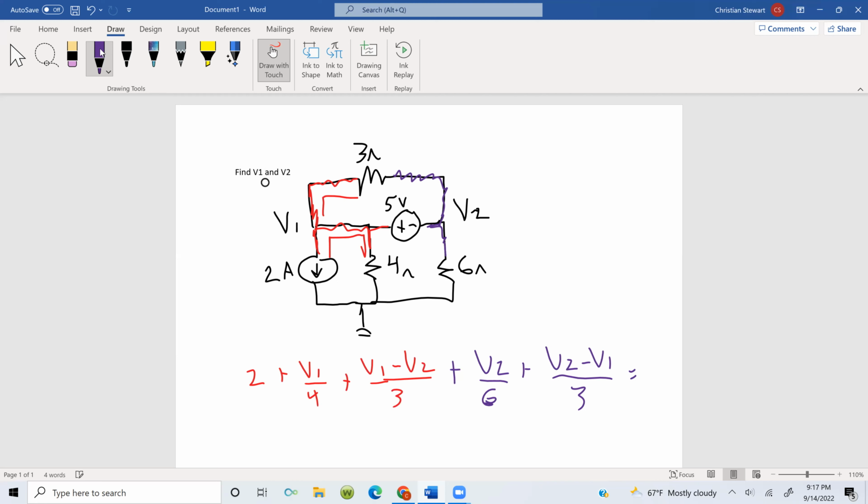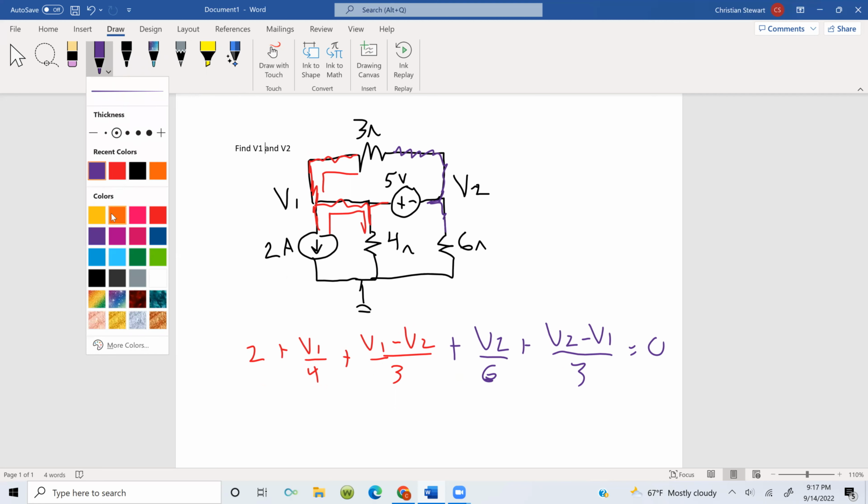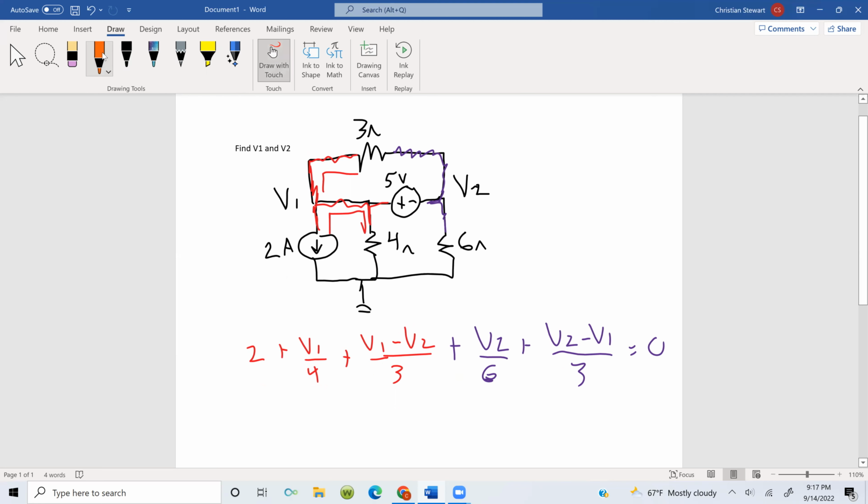We have to set this equal to 0. And now we have one equation, but we still have 2 unknowns. So the second equation is going to come from the supernode itself. Remember, we had that 5-volt voltage source right here. So the equation for it is V1 minus V2 equal to 5 volts.